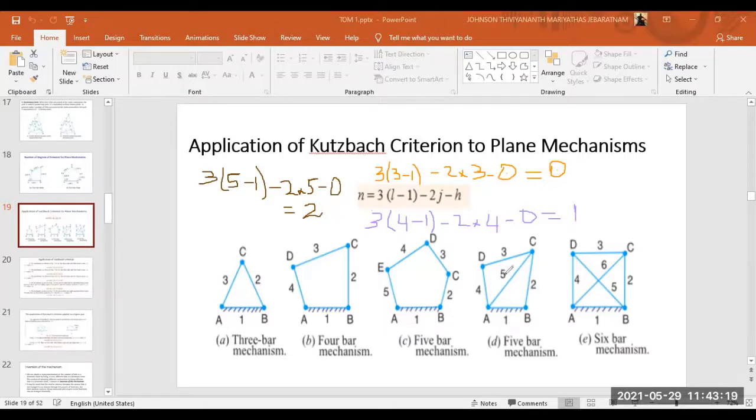And then it comes to this 5-bar mechanism, okay? This 5-bar mechanism is quite different from the other 5-bar mechanism, right? So here the binary joints are 1, 2, 3, 4, 5, 6.